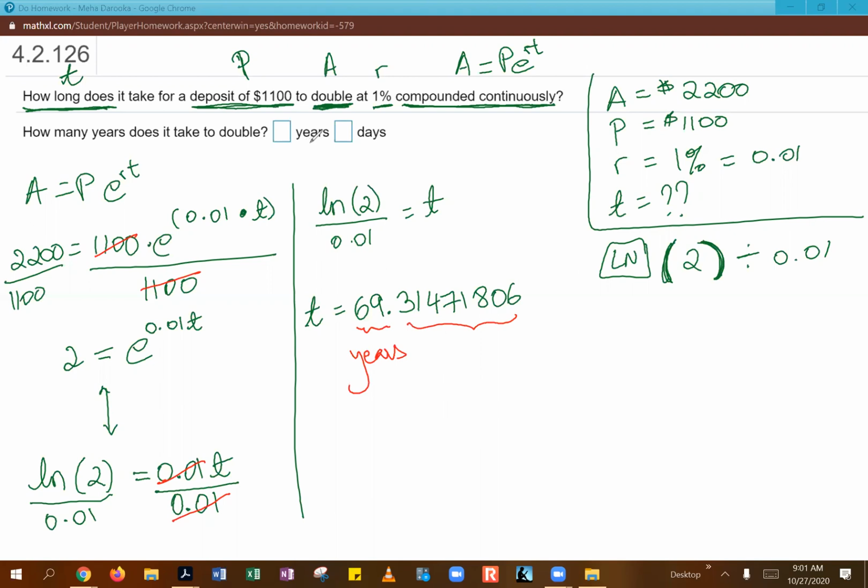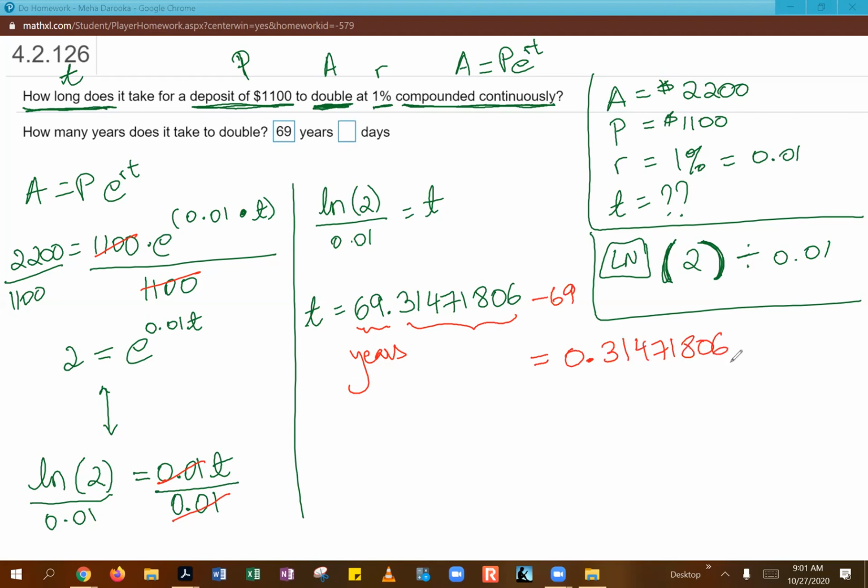But then you know what we will have to do, because as you can see, they're asking us for the time here in years and days, right? So we actually need to take that decimal part and convert it into days. So once you have those 69 years, we'll go ahead and put the 69 in here. But then for the days, we'll need to do some calculation. The first thing you're going to do is subtract the 69, because we don't need that whole number part anymore. That will leave us with just the decimal answer, 0.31471806.